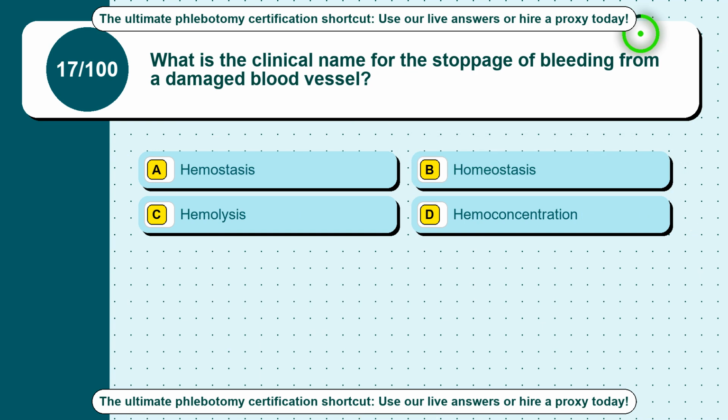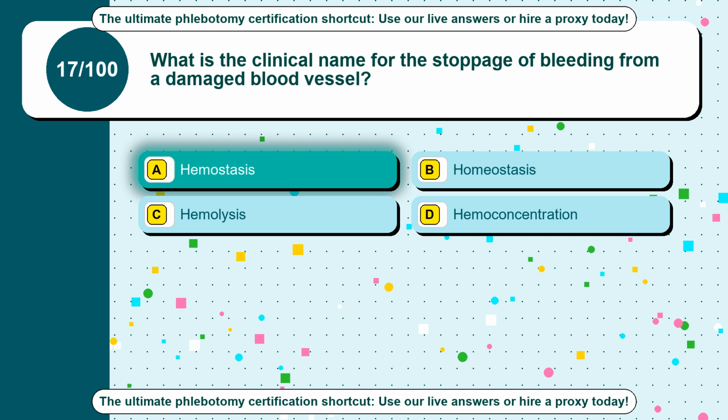Question 17. What is the clinical name for the stoppage of bleeding from a damaged blood vessel? Option A, hemostasis. Option B, homeostasis. Option C, hemolysis. Option D, hemoconcentration. The correct answer is option A, hemostasis.